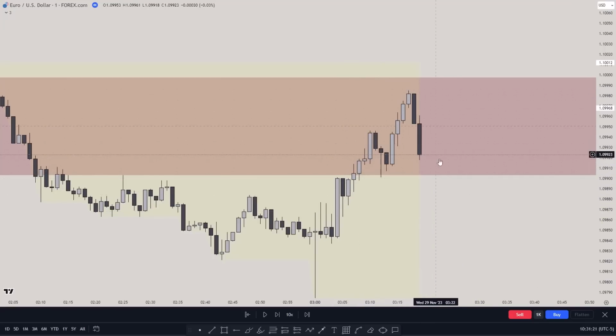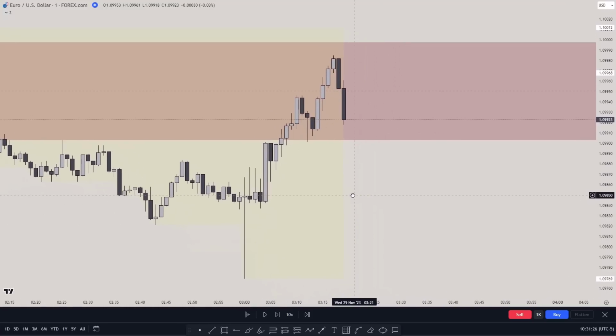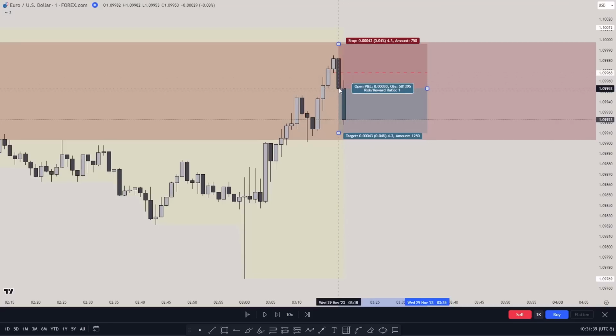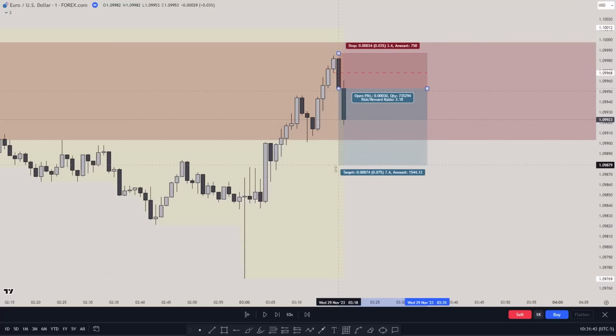So not really a valid entry here. Price went up more. So the first entry that you could have taken here is this one. This change in the state of delivery. Why? Because this is the birth of an order block. So my order block would be right here and you can enter right here or at the order block. But for our entry, it's going to be this stop loss just above the high and targeting this low.